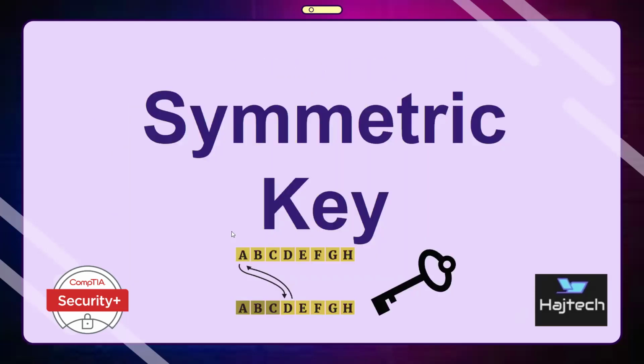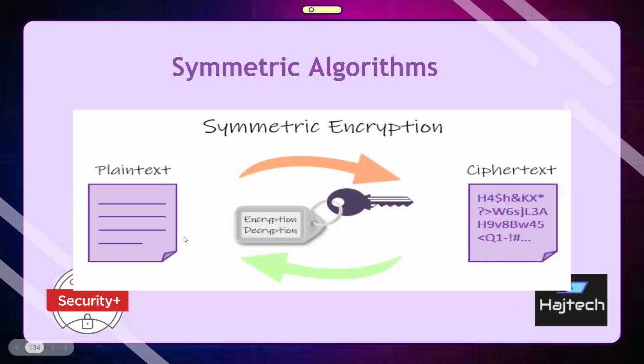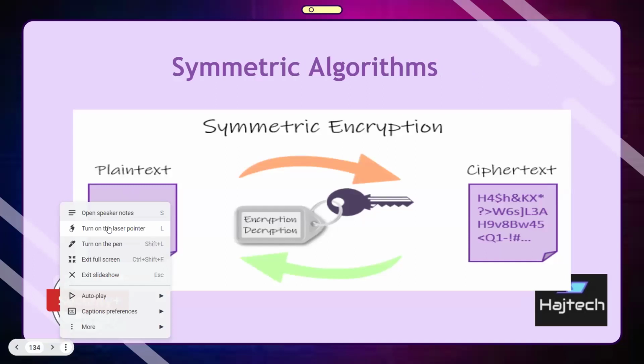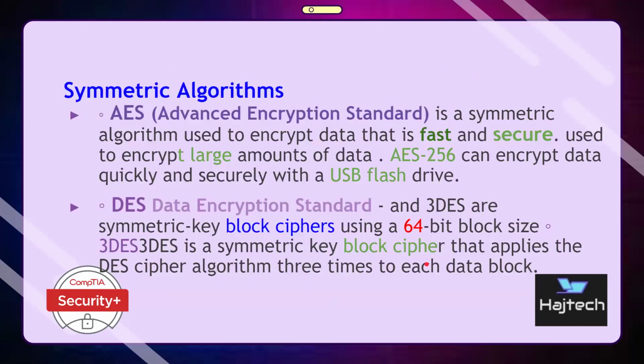This is how symmetrical encryption works: plain text to cipher text. We use an encryption algorithm, and these are symmetrical algorithms. We use many algorithms. The famous one is AES, Advanced Encryption Standard, and the other one is DES, Data Encryption Standard.